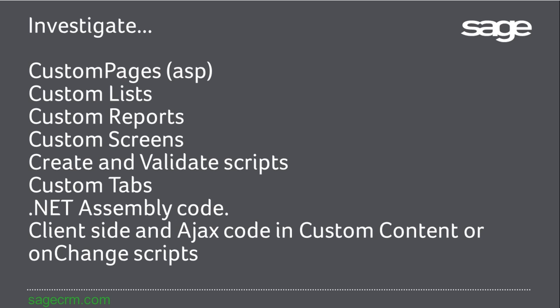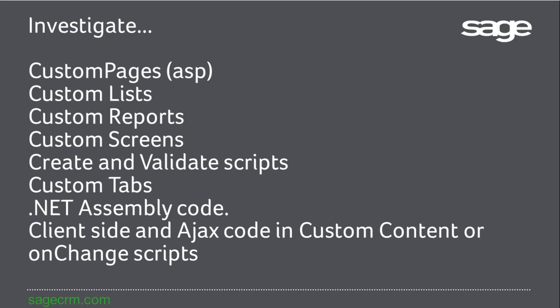Consequently, you're going to need to check the following types of customizations contained in components. These are going to include custom pages. These are classic ASP pages, custom lists, custom reports, custom screens, create and validate scripts, custom tabs, table and entity level scripts, and workflow and escalation and notification rules.